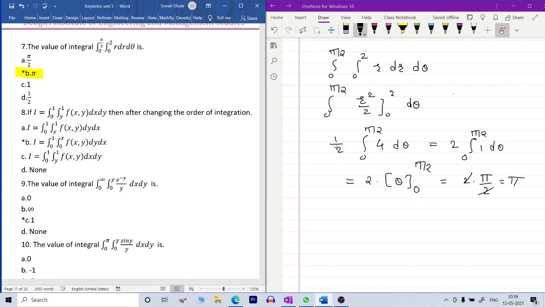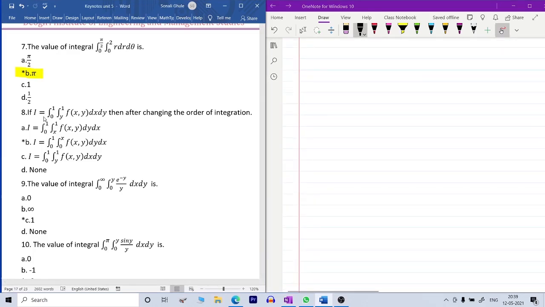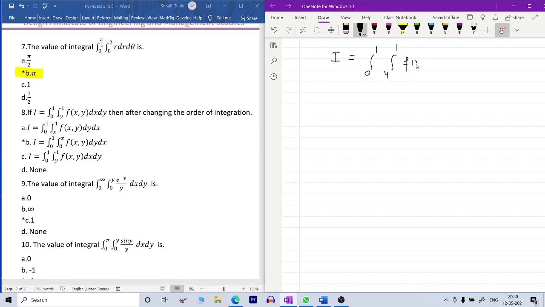Okay. Let's solve the next example. If I is equals to, this is a double integration. Then after changing the order of integration, now we have to change the order for the integration. So first of all, let me write here integration 0 to 1, y to 1, f of xy dx dy.